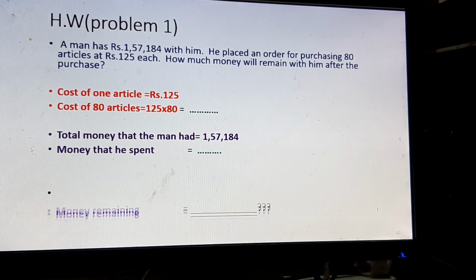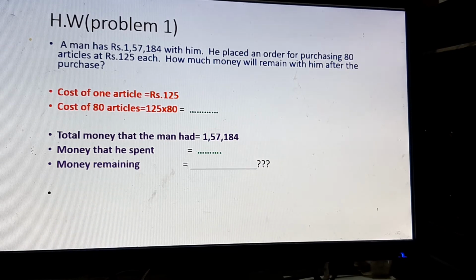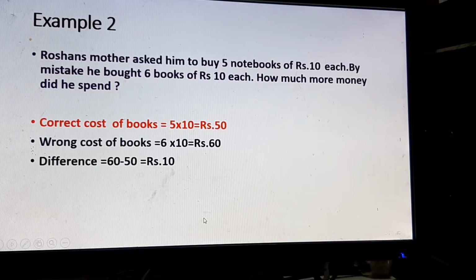And then for the money remaining, what will we do to find how much is left? Yes, we will subtract. Whatever you get here, this green thing, you have to subtract from 1,57,184, and then you will get the answer for this black thing, isn't it? So you try this today. Very easy sum.